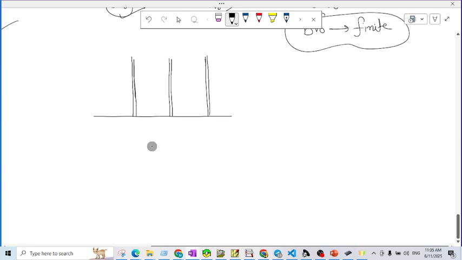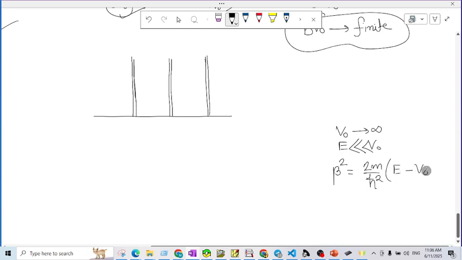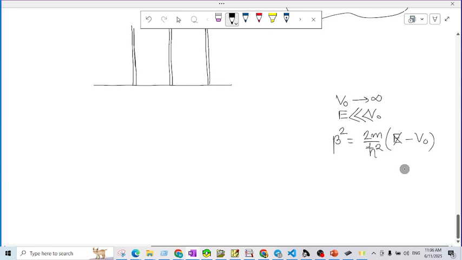Okay, so let me write the equation again. Minus alpha square plus beta square. Okay, let me write it later. Let me first work with some conditions. So here b naught is infinity, right? That means E is obviously less than v naught. It's many times less than v naught, the energy of this particle. That means beta square is equal to 2m divided by h bar square E minus b naught. As E is negligible, we can take E negligible with respect to v naught. Then I will get 2m v naught divided by h bar square.